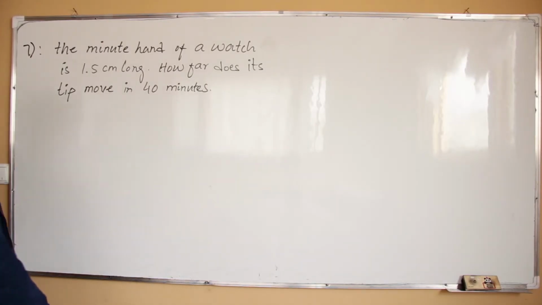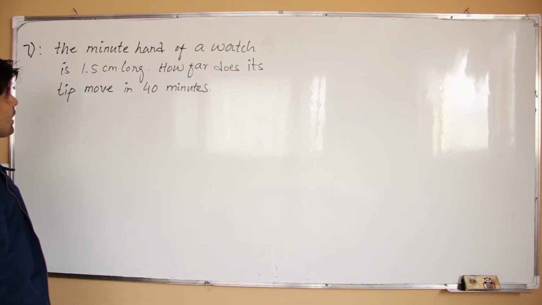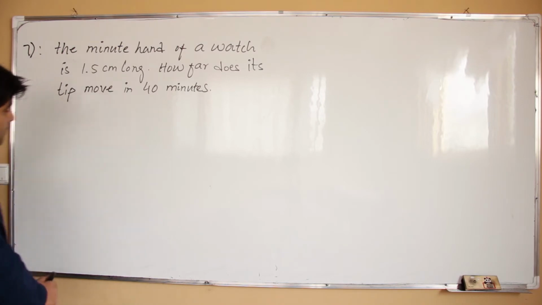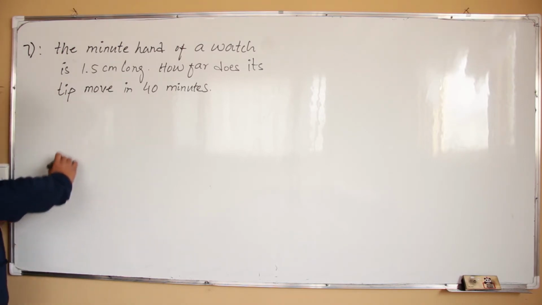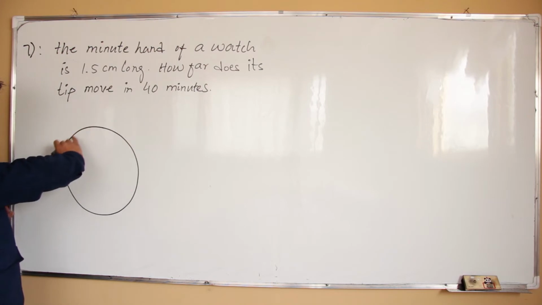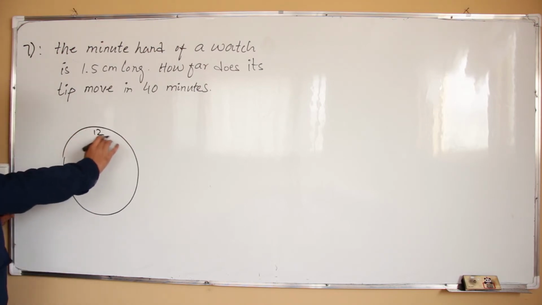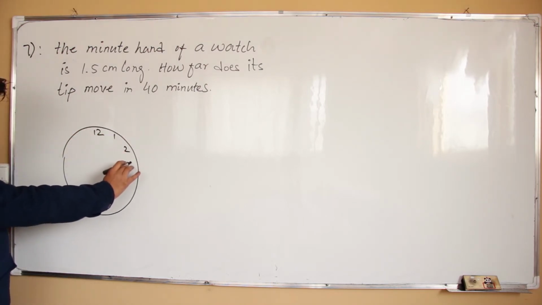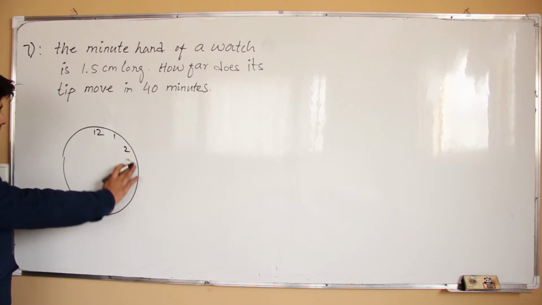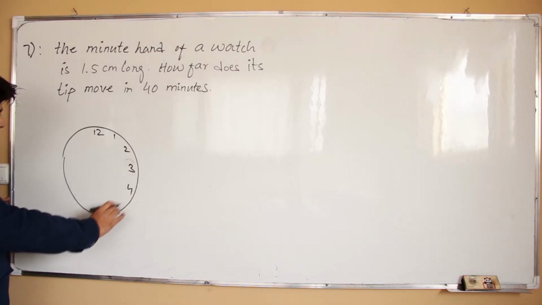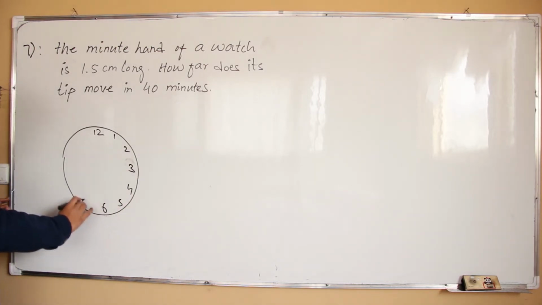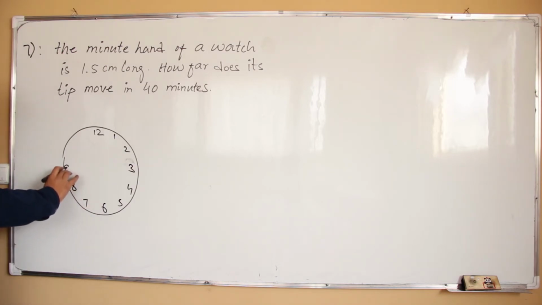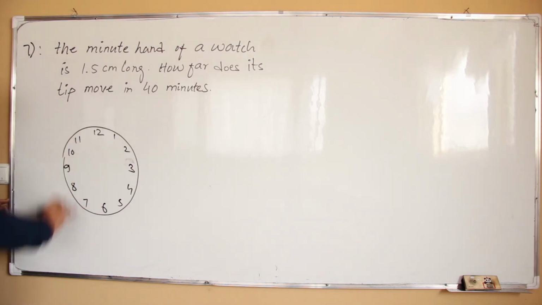Question number 7. The minute hand of a watch is 1.5 centimeters long. How far does its tip move in 40 minutes? Now, what does it mean? For example, we have a watch here. We have 12, 1, 2, 3, 4, 5, 6, 7, 8, 9, 10, 11.